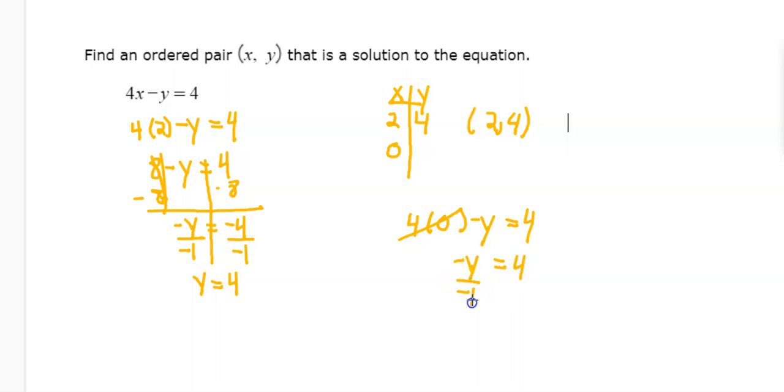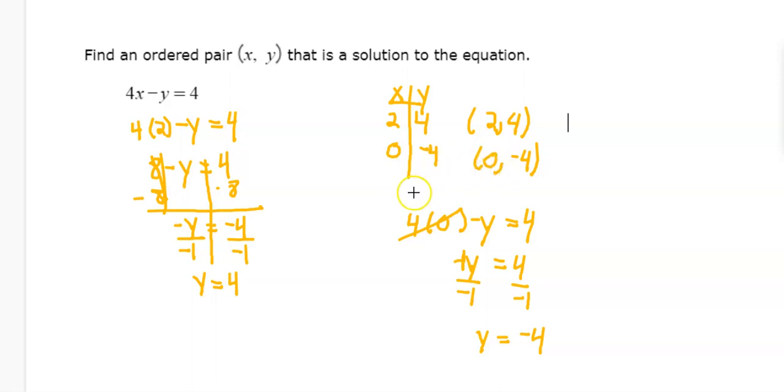Divide both sides by -1, because that's like having a -1y here. That gives me y equals -4. So when x is 0, y is -4. So there's another point, another solution to that equation. And this one also has a special name. This is known as the x-intercept, because it is intercepting the x-axis.